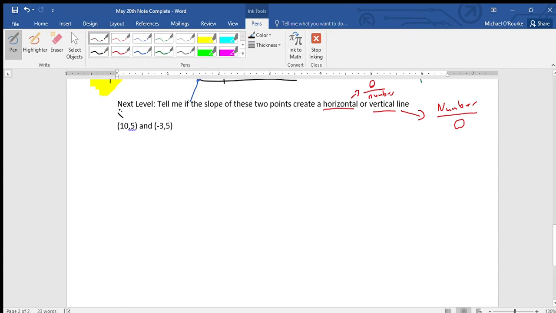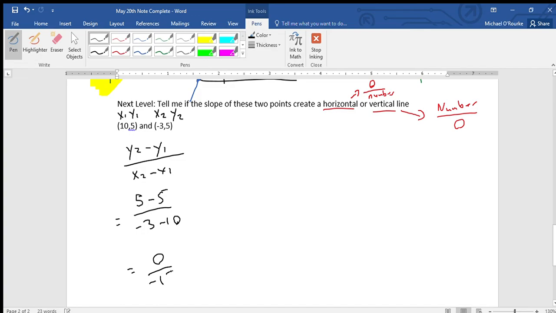So let's label our points here. x1, y1, and we have x2, y2. So our equation is y2 minus y1 over x2 minus x1. So let's do a calculation. Y2 is 5 minus 5 over negative 3 minus 10, which is going to equal 0 over negative 13. So if we take a look here, it matches the horizontal line. So we have a horizontal line.